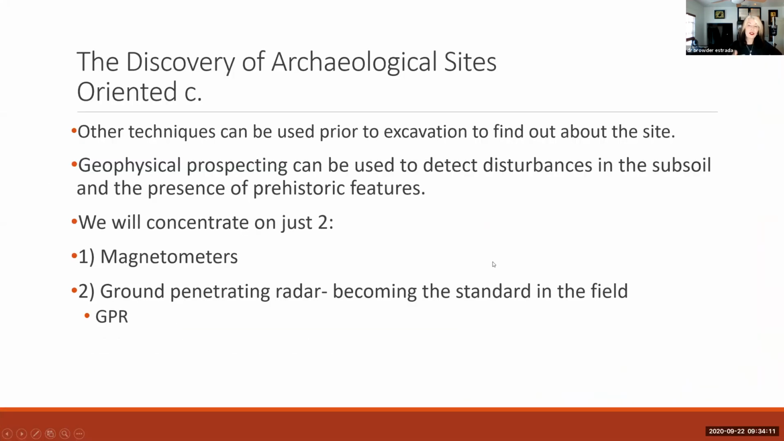Okay, now, not just aerial photography or aerial tech stuff like SLAR, LiDAR, or the other term for it, they can use some other geophysical prospecting to do that. We're just going to concentrate on two: magnetometers and ground penetrating radar, or GPR. GPR is rapidly becoming one of the main standards in the field, but magnetometers for a while, and still, are one of the basic skills that anybody who's going to do very much field archaeology needs to learn how to do.